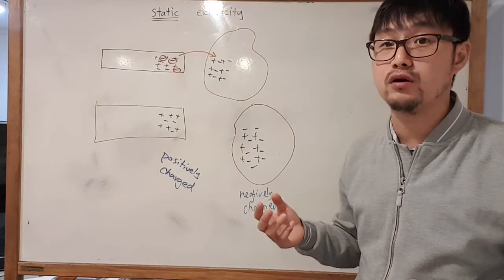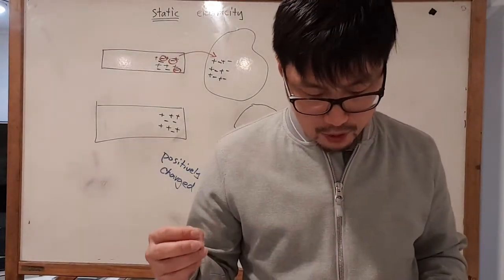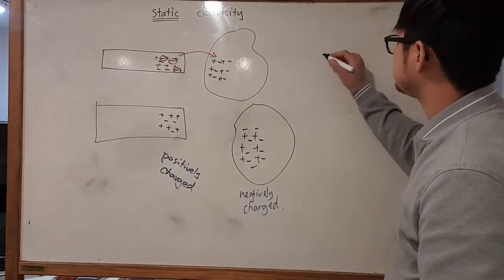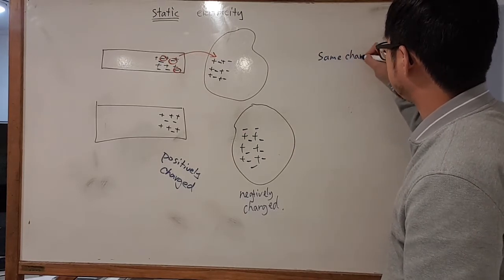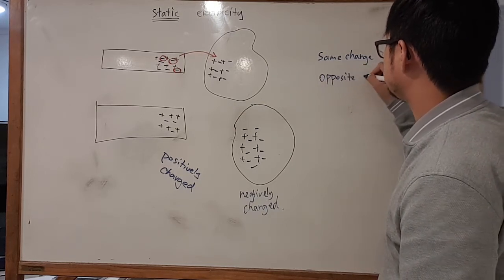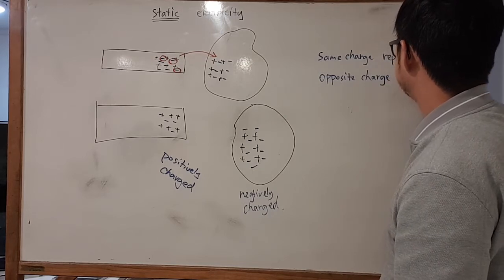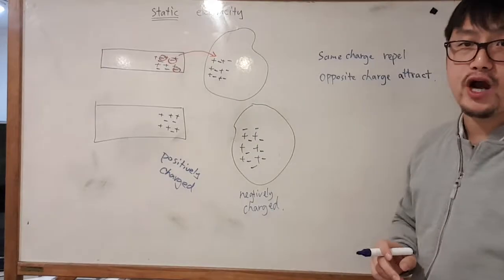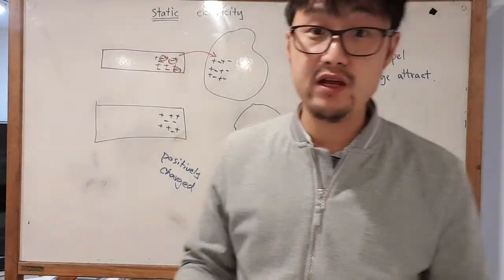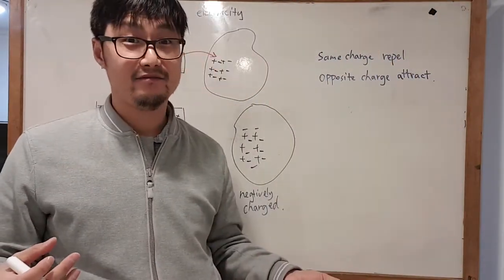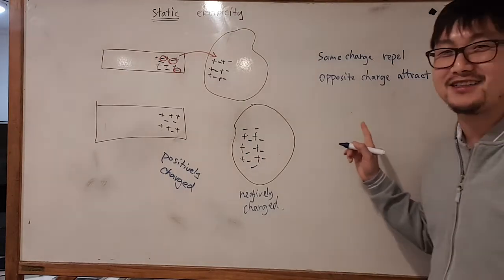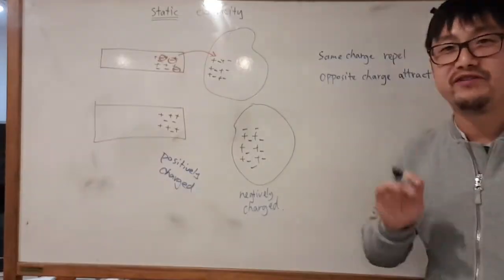How do we know it has an electrical charge? Electrical charge has this property where the same charge repel and the opposite charge attract. Okay, if you have something positive, they will repel each other. And if it's negative, they will repel each other as well. But if it's a positive and negative, then they will start to attract each other, okay? So that's how the charges give each other a force, okay?